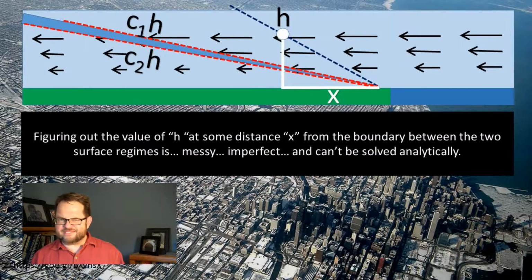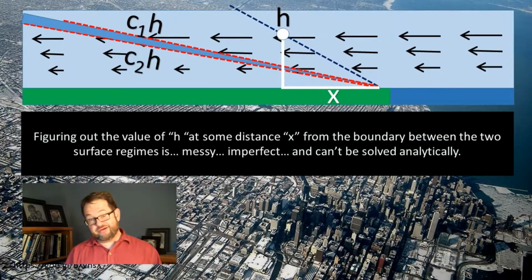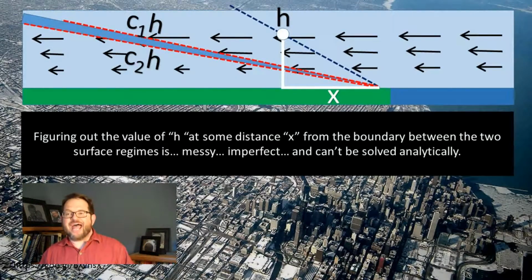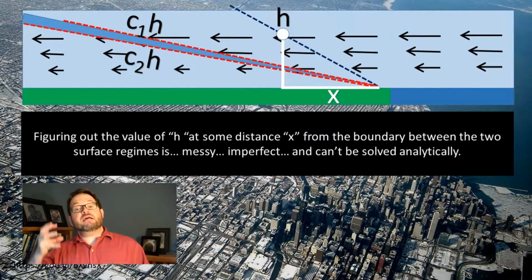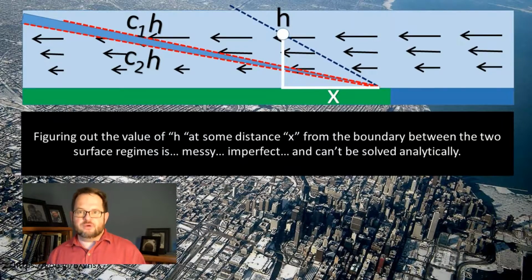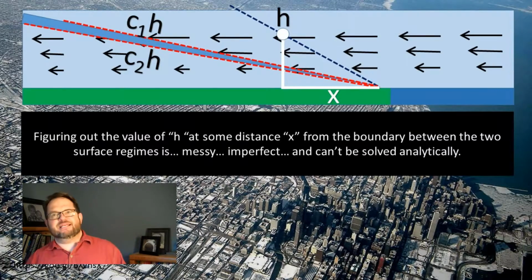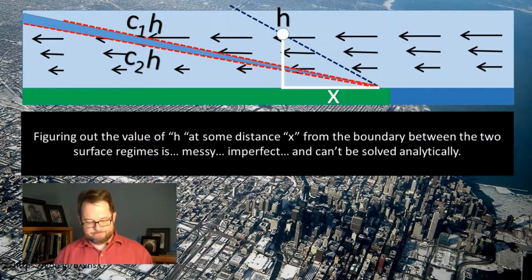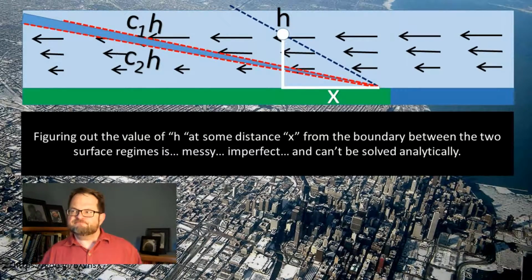So, how high above the ground is this value of h, this internal boundary layer height? Well, now, that gets to be a bit messy. I mean, some distance X meters from that boundary between two different surface regimes, like the shoreline or whatever, you can figure out a value for h. But as the book shows you, it's messy. It's not perfect, it's just an estimate. It can't be solved analytically, like you can't just plug numbers in and get the number out. It has to be solved numerically. Let's not go there, okay?